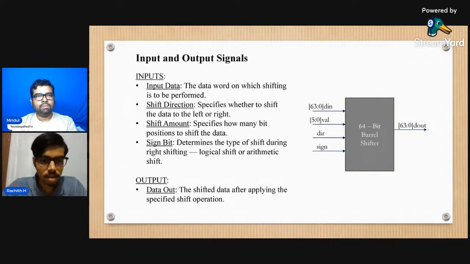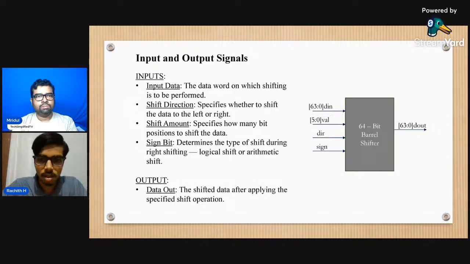So next input is the sign bit. This determines the type of shift when the operation is going on. Like say in case of signed numbers, we have to make sure that the MSB bit is being extended while right shifting. This is necessary to maintain its actual value. In case of unsigned numbers, there is no specific need to mention sign bit. We can simply mention it as 0.